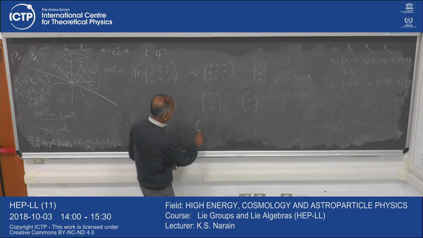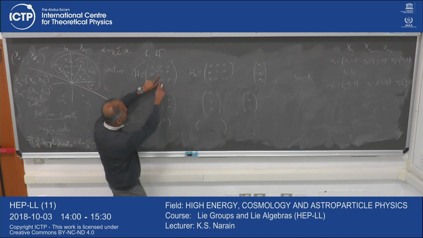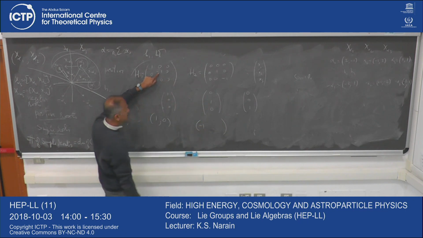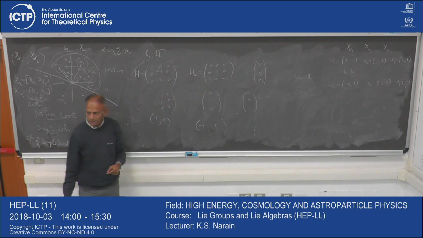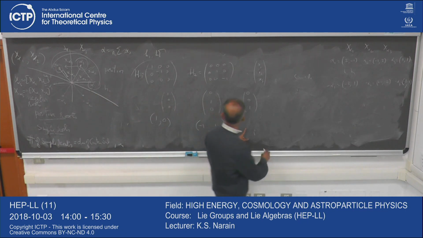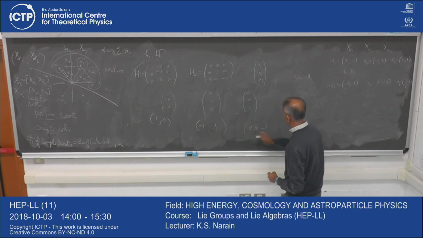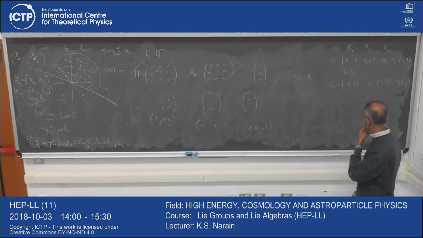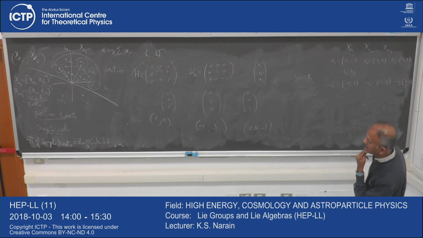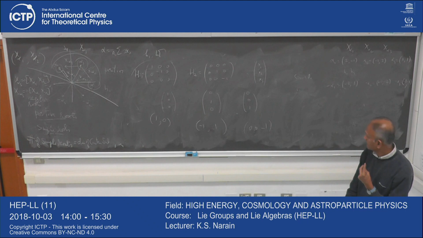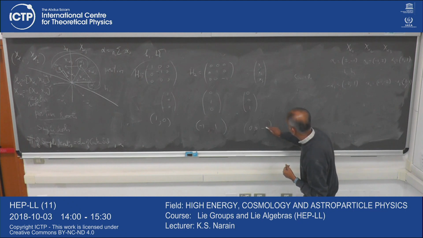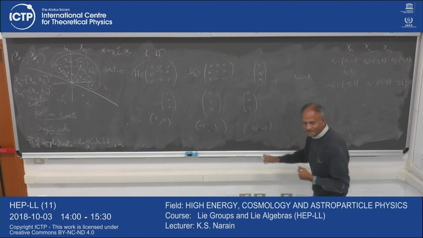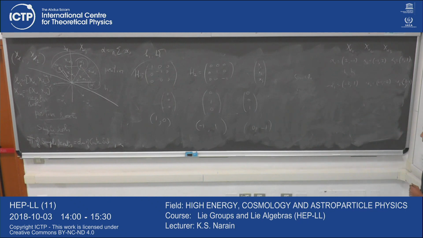Now, about this one, what is it? If you apply H1, you see this picks up a minus 1, and when you apply H2 on that, it picks up a plus 1. These are the eigenvalues. And finally, here, you get 0, minus 1. Okay, so this was H1, H2.